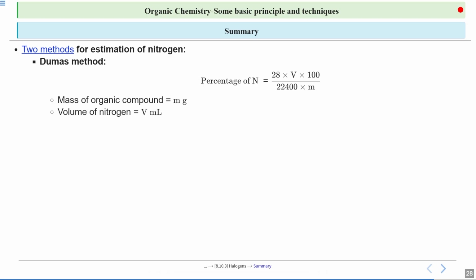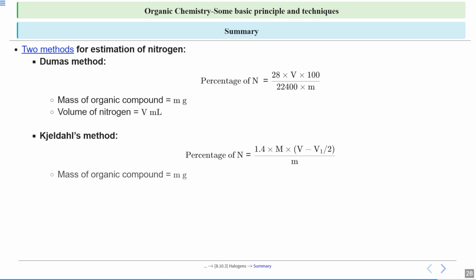V represents the volume of nitrogen that was collected, measured in milliliters. What about the Kjeldahl method? Here is the formula for the Kjeldahl method. Percentage of nitrogen equals 1.4 times m times V minus V1 divided by 2, all of that divided by small m. Here, m stands for the mass of the organic compound in grams. V is the volume of sulfuric acid, which is H2SO4. Then V1 is the volume of sodium hydroxide, NaOH, used during the titration step, also measured in milliliters.